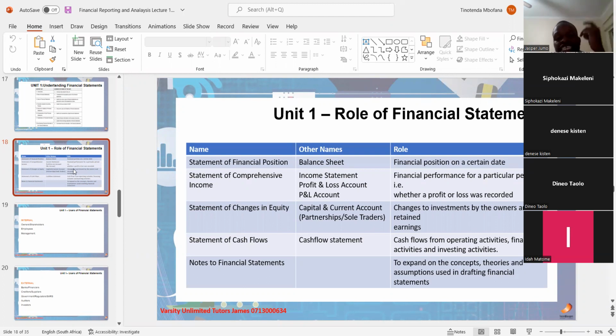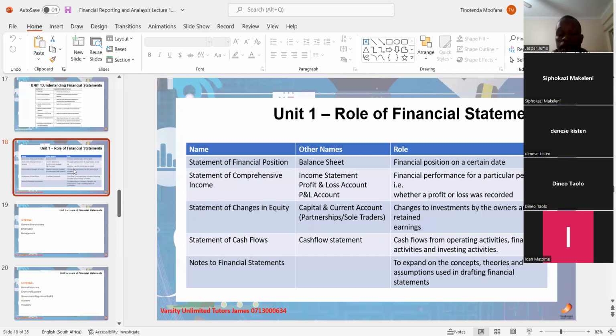The next one is called the statement of comprehensive income. We can also call it the income statement. Sometimes we call it the profit and loss account or the P&L account. So the statement of comprehensive income simply summarizes the financial performance of the business over a period of time. Statement of financial position, snapshot over one day. Statement of comprehensive income, over a period of time. It could be a month, it could be a year, it could be 10 years or whatever it is. But most of the time, it's usually 1 year.